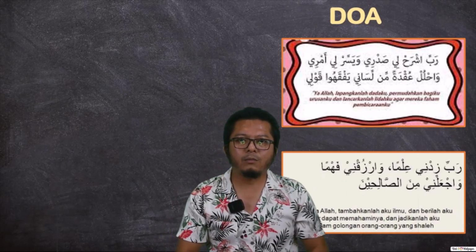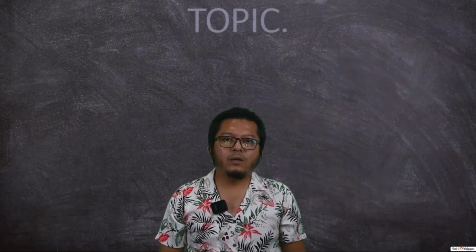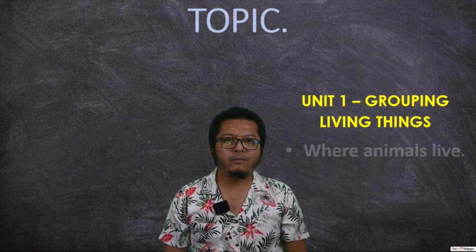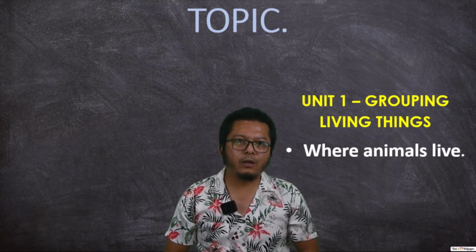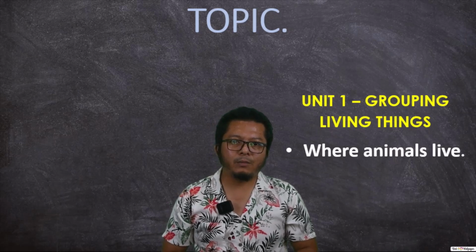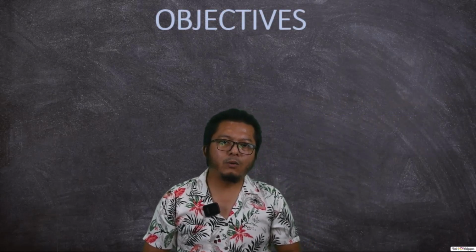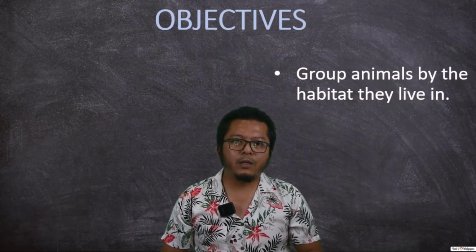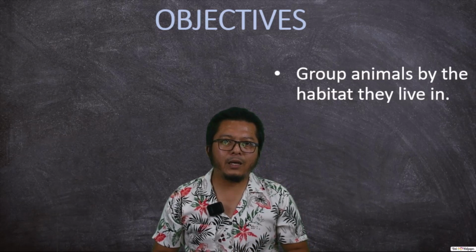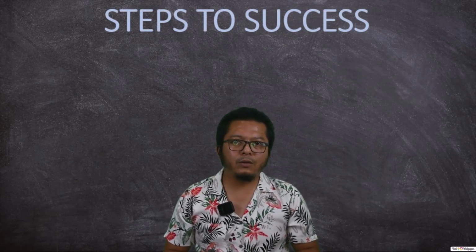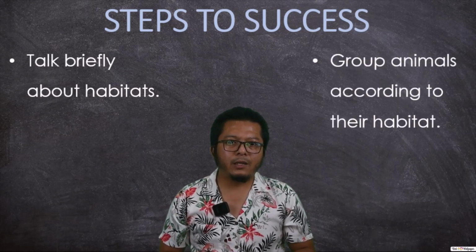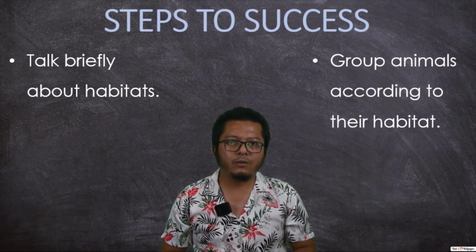Walhamdulillahi rabbil alamin. So moving on with the topic for this week, we are still in Unit 1, Grouping Living Things, and the topic would be where animals live, or more specifically, the habitat where animals live. Our objective would be to group animals by the habitat they live in, and I will explain more about habitat later. This week we shall talk briefly about habitats and then group animals according to their habitat.